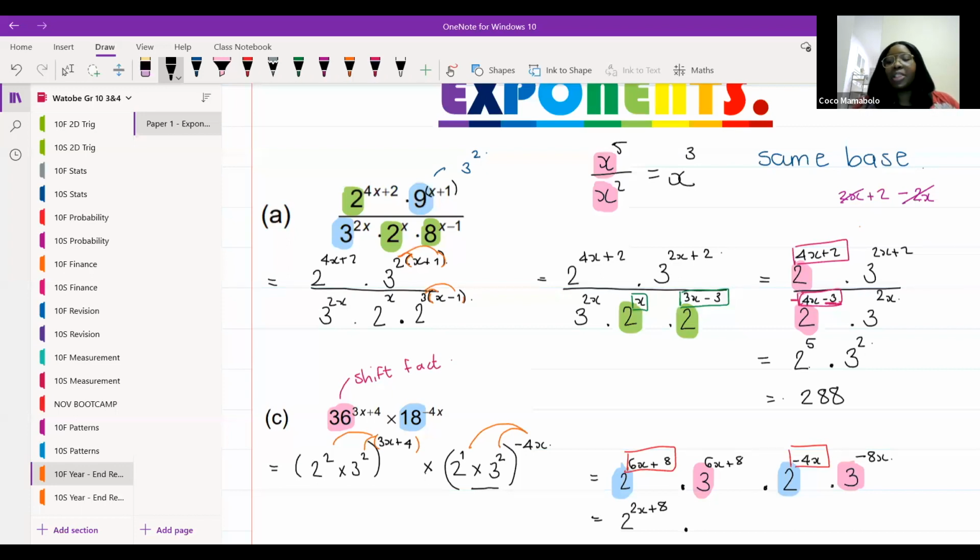Multiplied by what? What are we going to get? We're going to get 3 to the power of, now my 3s are also being multiplied, so we are going to add exponents. Now I've got 6x plus 8 minus 8x, which will give us how much? Negative 2x plus 8. All right. Good. Don't forget the 8, and Claire, it must come with it. Okay, negative 2x plus 8.